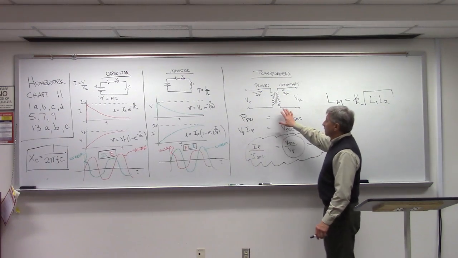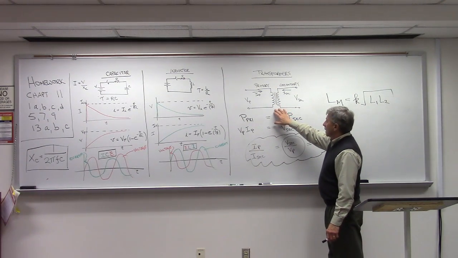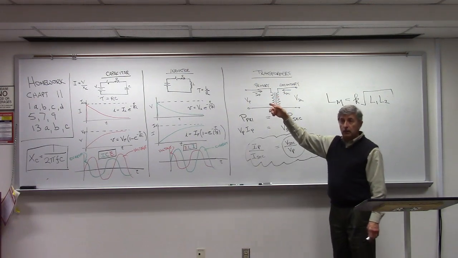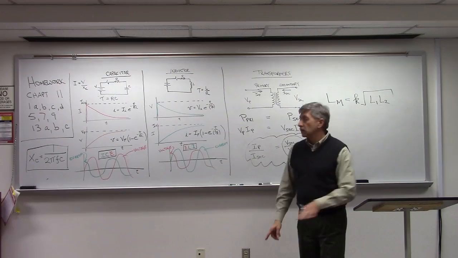So a transformer, the symbol is just two inductors with those double lines. Those double lines mean that it's an iron core.